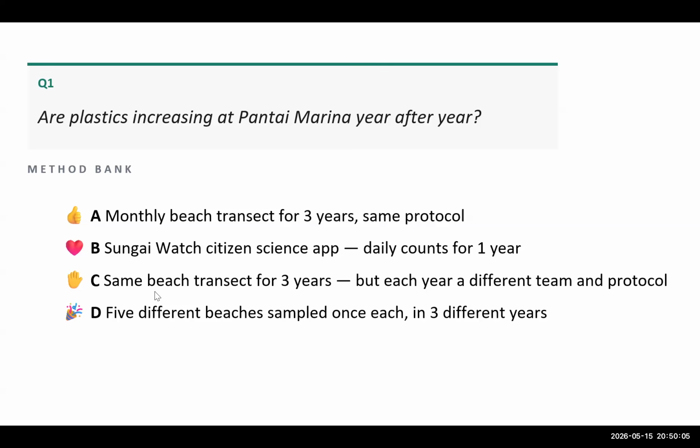Okay, let's see. The result actually was option A. So you did good. And here's why. The question is about the trends across different years. So you need many measurements with the same method over a long enough period of time to see the change. That's why we choose a monthly beach transect for 3 years using the same protocol. That is the better way to understand if plastic pollution is increasing year after year. Very good. Let's see question number 2.